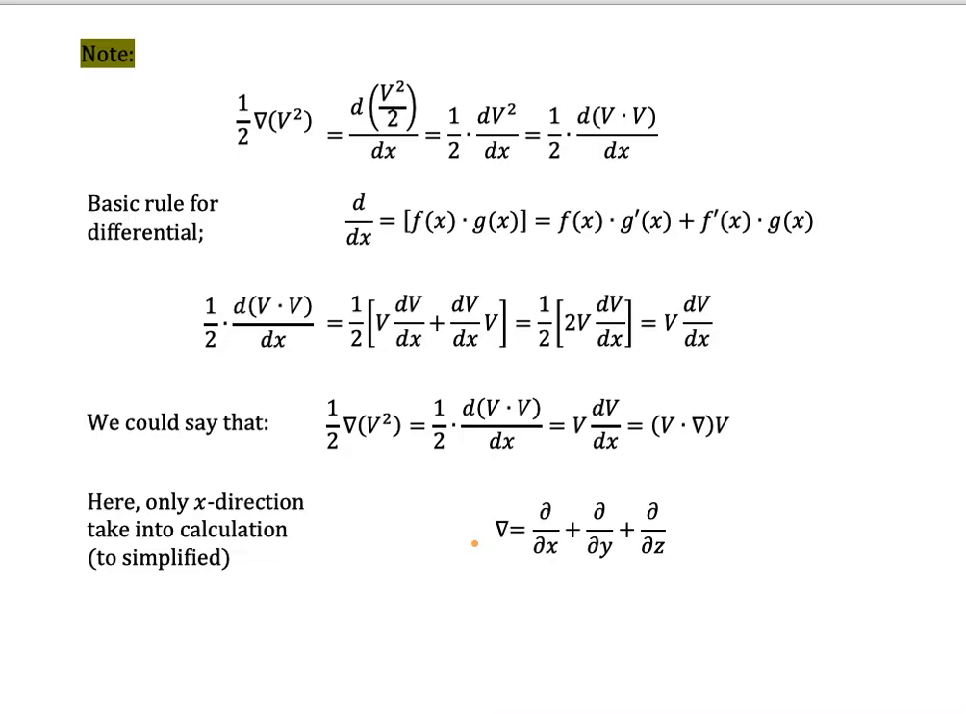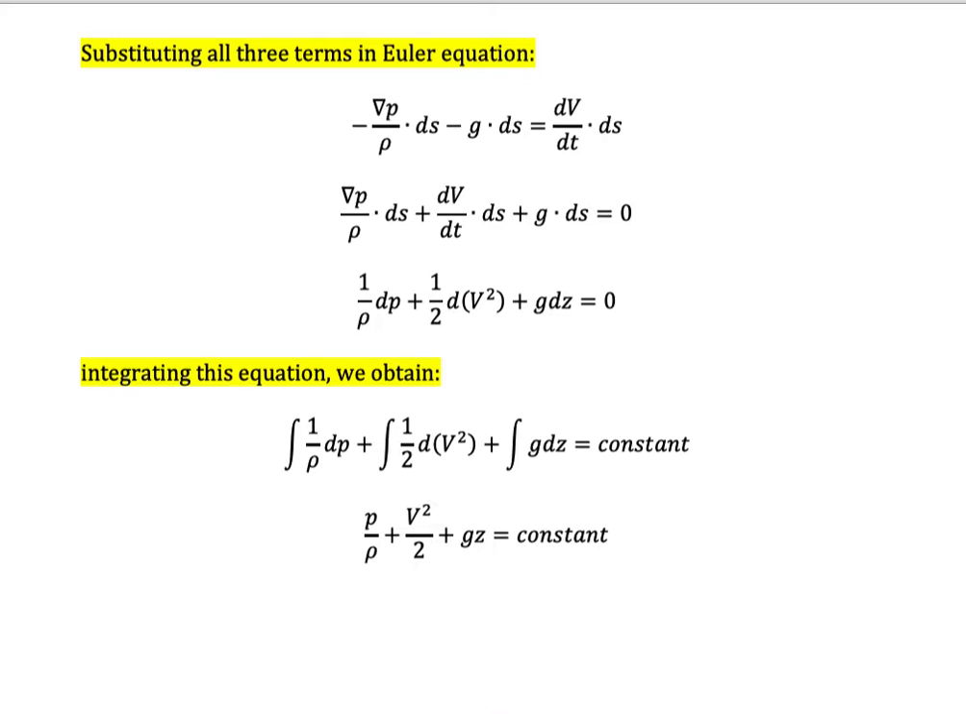And this is just the idea of the nabla actually. So we have 1 over 2 nabla v square. We could rearrange it, and then we could find that the value of 1 over 2 nabla v square can be written as this one. Okay. And the meaning of nabla is here, as in chapter 1 we described about this.